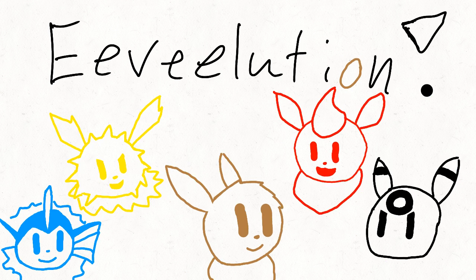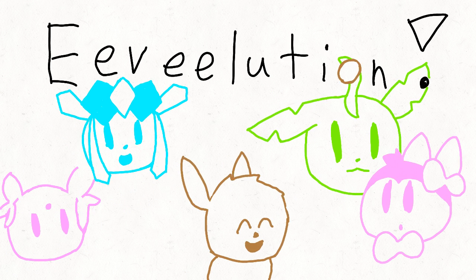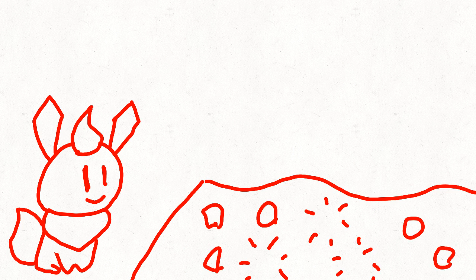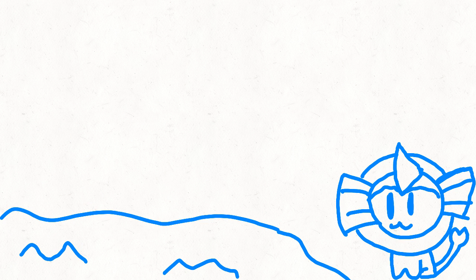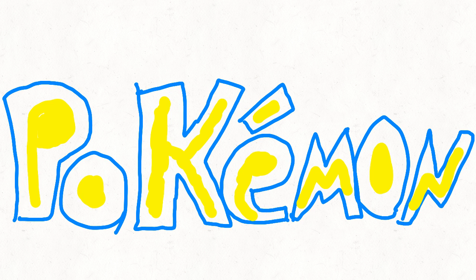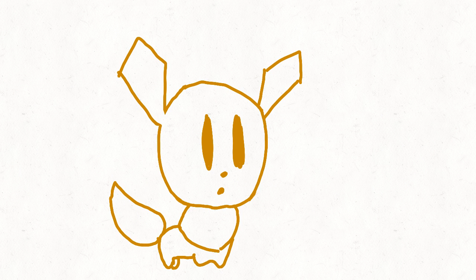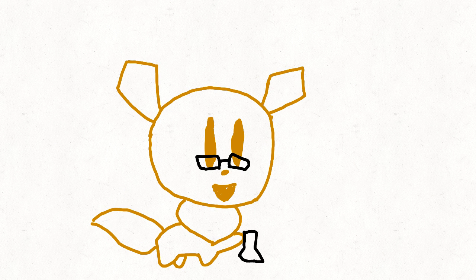Introduction to Eeveelution. Evolution, the idea of biological change over time, results in an organism better suited to its environment. To show this, take Pokemon for example. They use evolution for a slightly different purpose. However, in the case of Eevee, science is shown to apply.